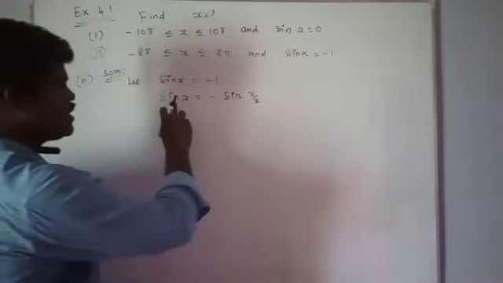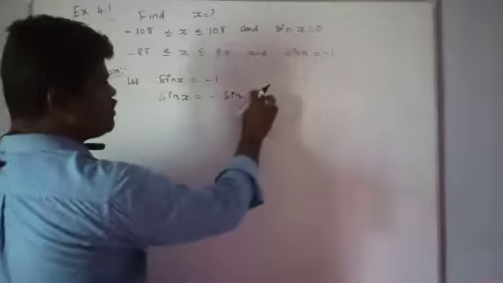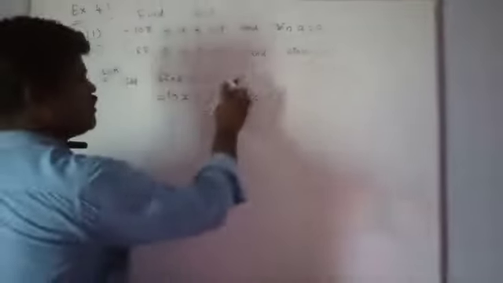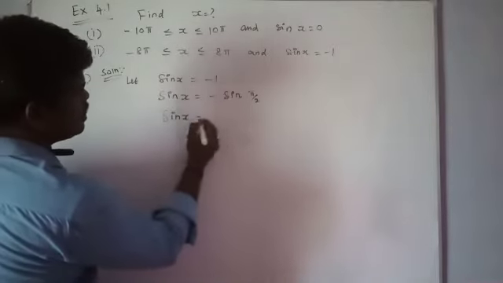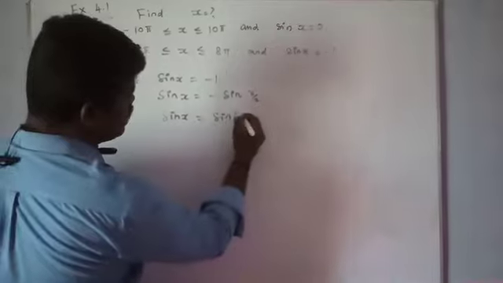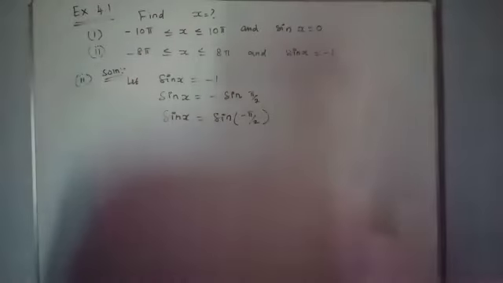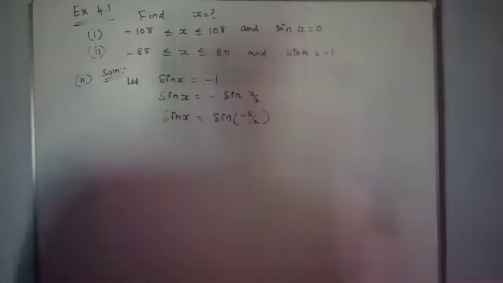We want to write sin and the same sin value here. So sin pi by 2 is equal to 1, and minus sin pi by 2 is also minus 1. So sin x is equal to sine of minus pi by 2.